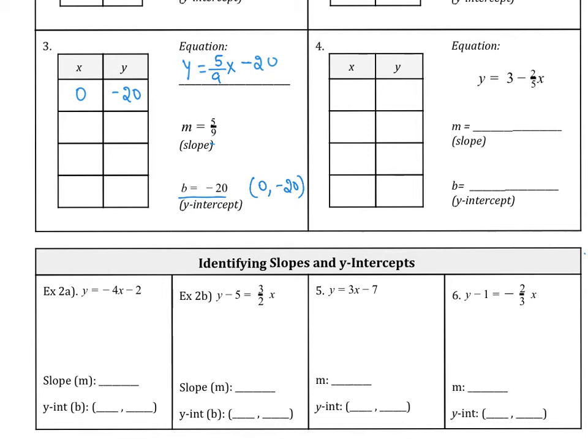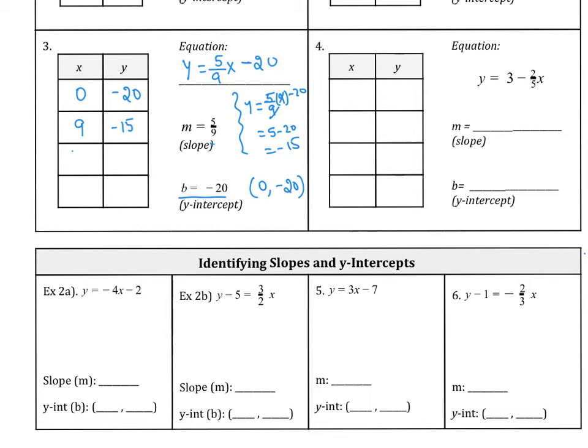The next x value that I'm going to choose is 9. I'm carefully choosing 9 because when I use 9, then the 9 from the bottom will be cancelled. So the 9 and 9 cancel. 5 minus 20 would be negative 15. So the next point is negative 15.